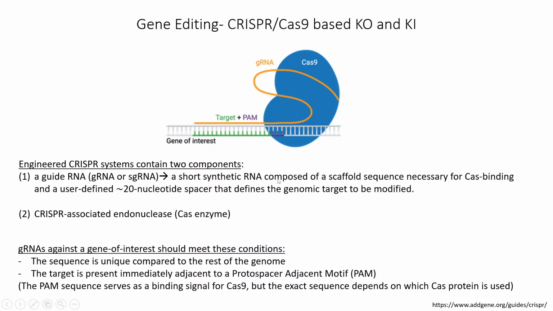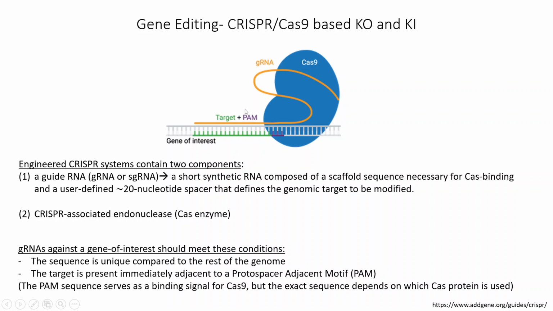so it's a short synthetic RNA composed of the scaffold sequence. It's necessary for Cas9 binding, and also this region, these nucleotides. This is what will define which target in the genome is going to be modified. So this is the target or spacer region, and this scaffold part is what binds to Cas9.